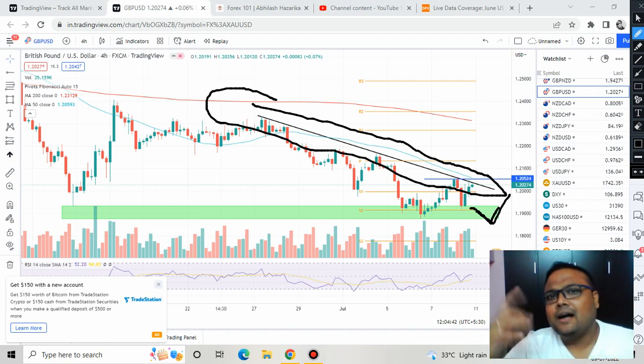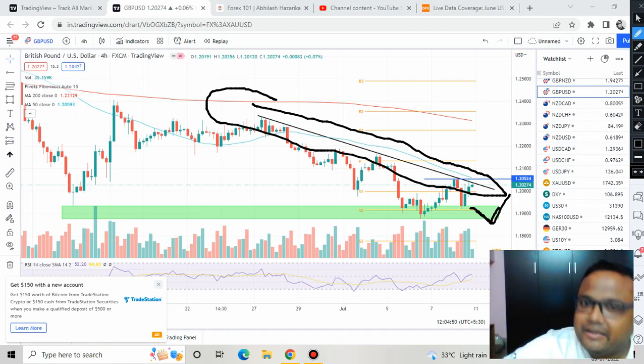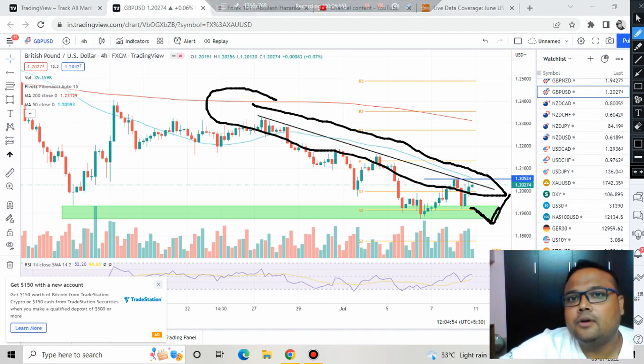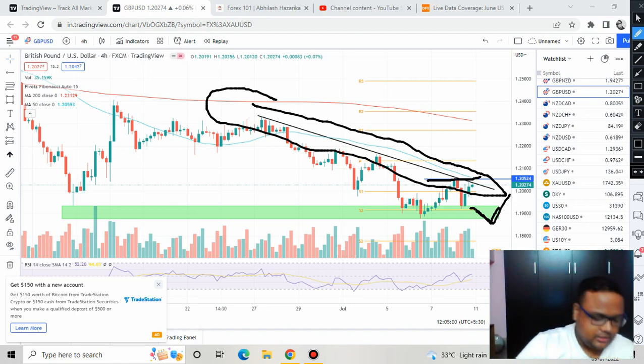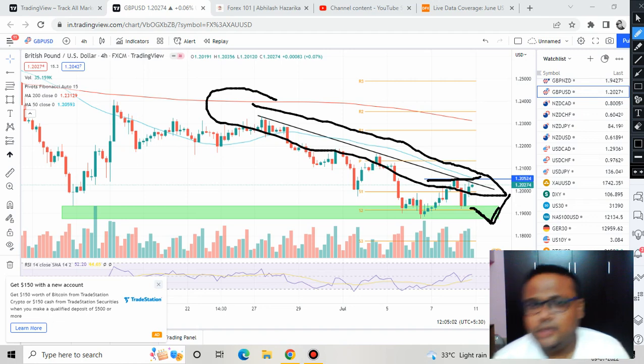And in case DXY shows correction, DXY shows red candles on the chart, then GBP/USD will definitely try to recover and we can take a buy position above 1.2052 level. So this is the overall picture of GBP/USD right now.